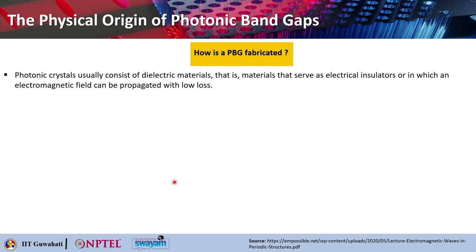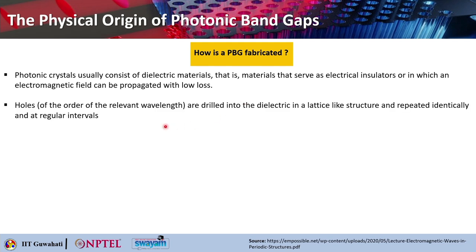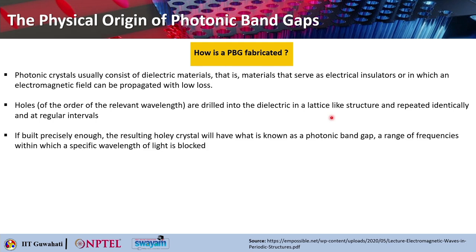So, how is it fabricated? As you already know, photonic crystals usually consist of dielectric materials, that is, materials that can serve as electrical insulators or in which an electromagnetic field can propagate with minimal loss. Holes which are of the order of the wavelength can be drilled into a dielectric medium in a lattice kind of structure, repeated periodically at regular intervals, and that gives you a crystal. If you build that precisely, the resulting holey crystal will have what is called the photonic band gap. That means it will have a range of frequencies or wavelengths which will be blocked from entering that particular crystal.